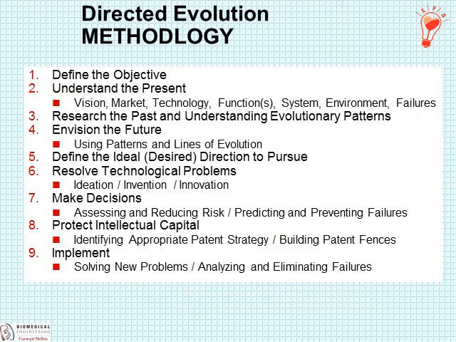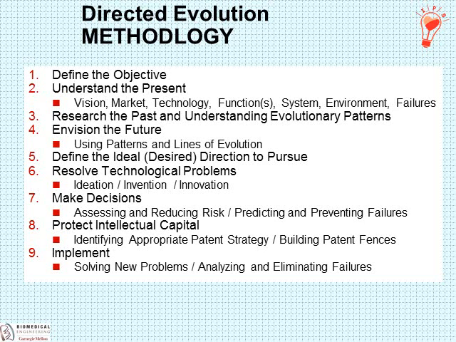So in summary, these are the steps that are generally involved in implementing this directed evolution methodology. First, you need to know where you're going. You need to define objectives, hence the introduction of the objective tree early in the course. Second is understanding where you are presently in the S-curve: the current vision, the perceptions, what the market is, what enabling technologies can be harnessed, existing functions, and the resources, as well as the potential failures.